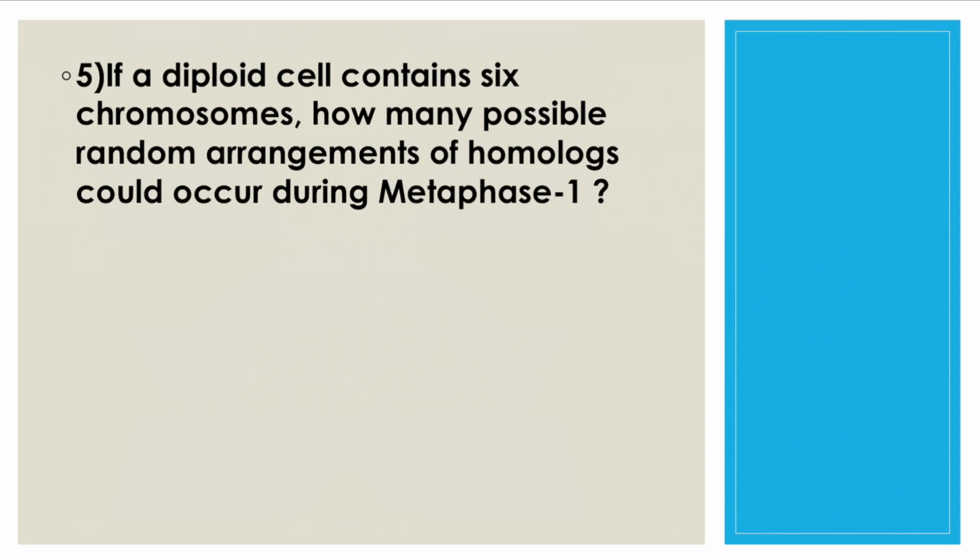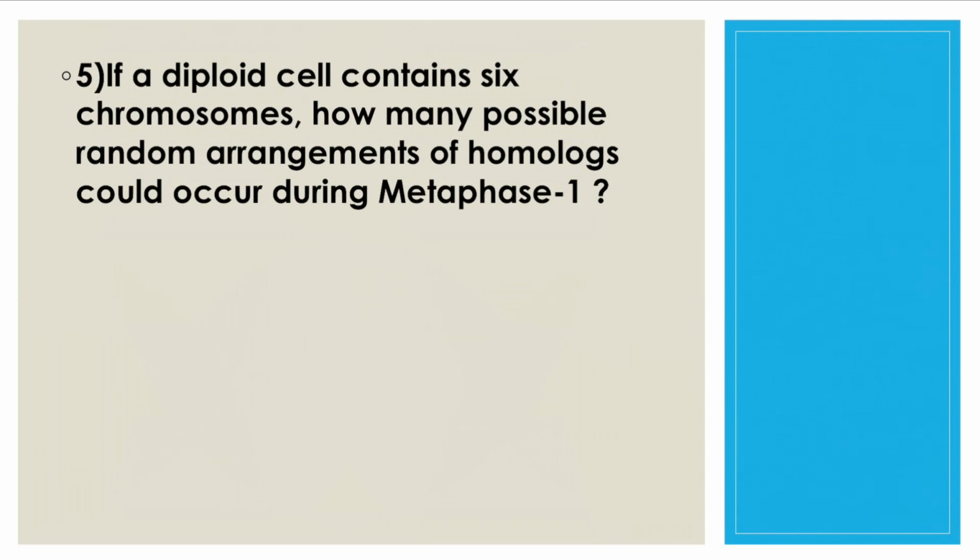In meiosis, recombination and crossing over make the gametes different from each other, but how homologs arrange themselves at the metaphase plate also adds variability in the gametes. It increases the variability because at metaphase 1 of meiosis, chromosomes can be arranged in any manner. How? I will show you.